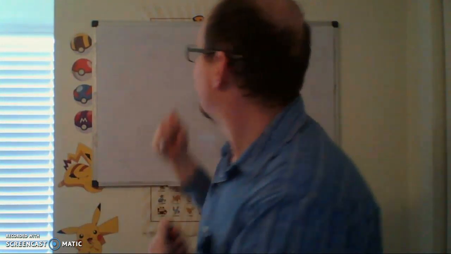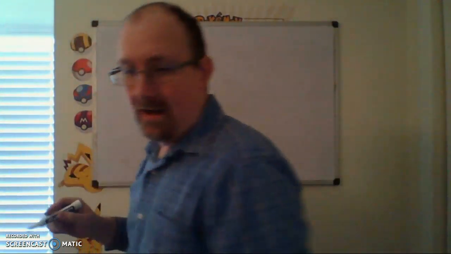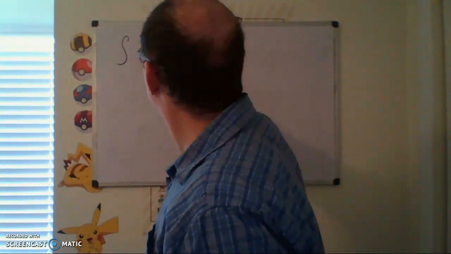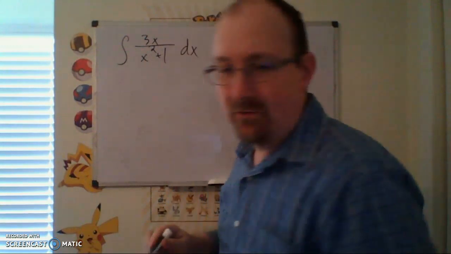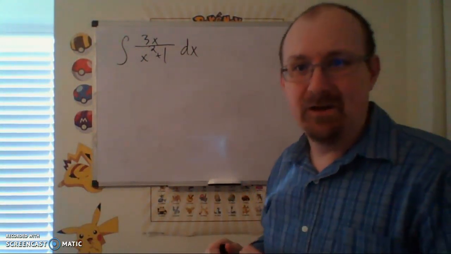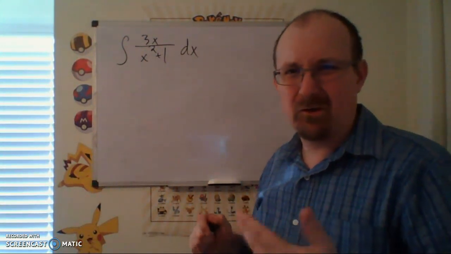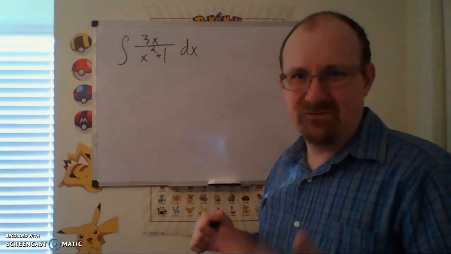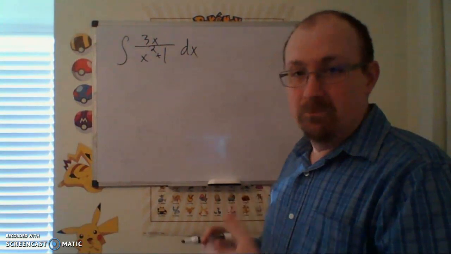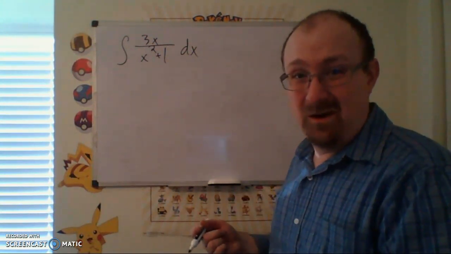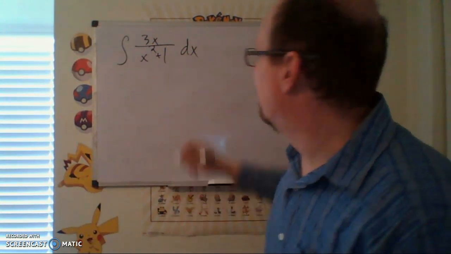All right, so let's take a look at an example here. The one I want to look at is the following. We have 3x over x squared plus 1 inside this indefinite integral. The same process would work for definite integrals, but we'll stick with indefinite so you see how the substitution flows. We can't really do anything about this with regular algebra moves.